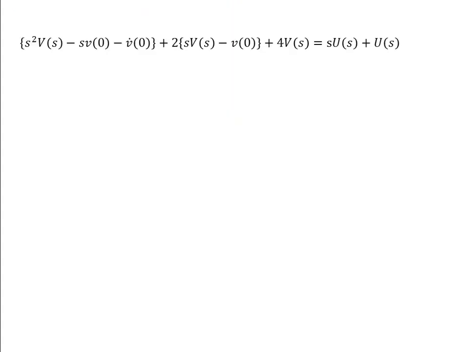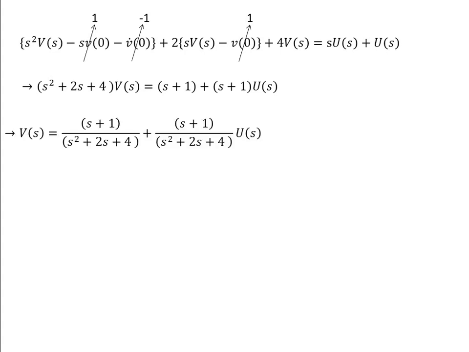After applying the transform of derivatives theorem, I have the Laplace of the differential equation as s squared V(s) minus s v(0) minus v dot (0), plus 2 times s V(s) minus v(0), plus 4 V(s), equal to s U(s) plus U(s). If I apply the initial conditions, I will have s squared plus 2s plus 4 multiplied by V(s) equal to s plus 1 plus (s plus 1) U(s). So again, as you see, V(s) is composed of two fractions, one due to the initial condition, another due to the external forces.